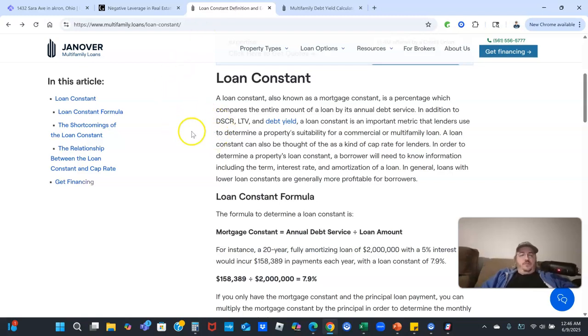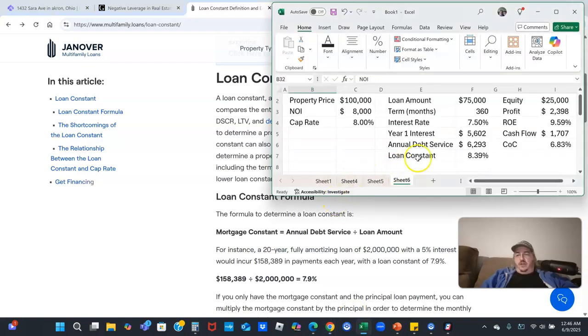But okay. So what we should really be doing, if we want to think about the impact on our cash flow, is comparing your loan constant, which is your total annual debt service divided by your loan amount, to your cap rate, right? And so I'm gonna jump into the spreadsheet here, and hopefully this makes it a little bit more clear.